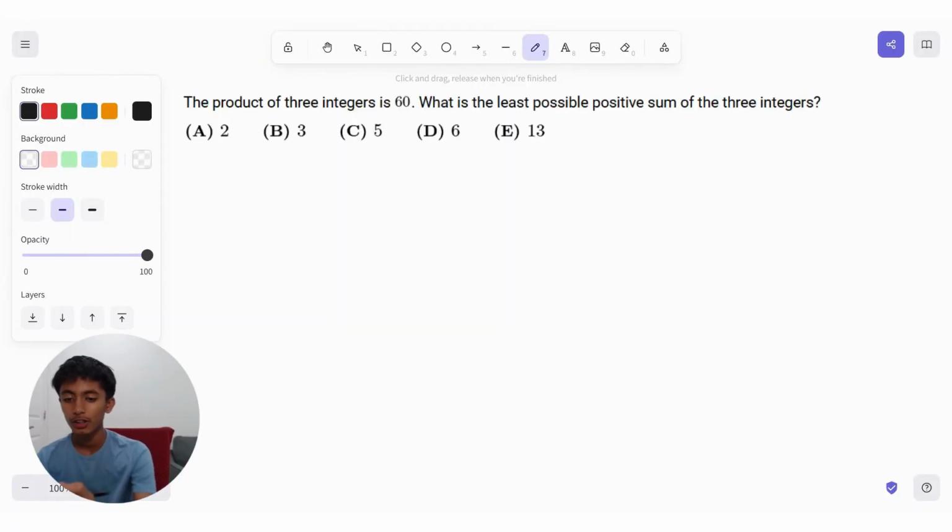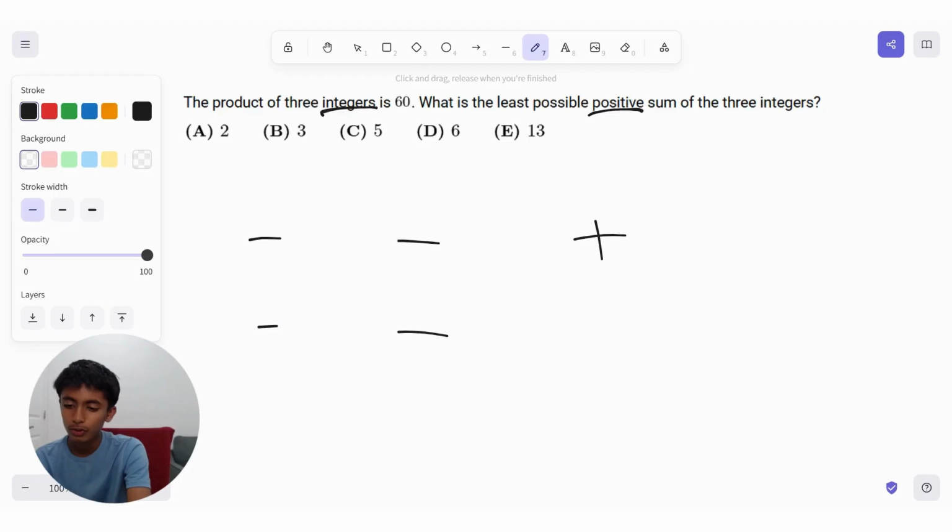The first thing you want to notice is that here it specifies that the sum has to be positive. The sum has to be positive, and it only says that the numbers have to be integers. It doesn't say that they have to be positive integers. Keeping this in mind, we can see that instead of having three different positive numbers, we can maybe have a negative, and a positive.